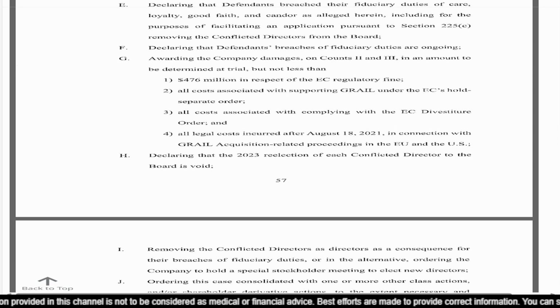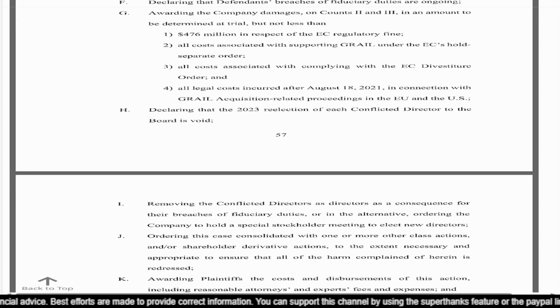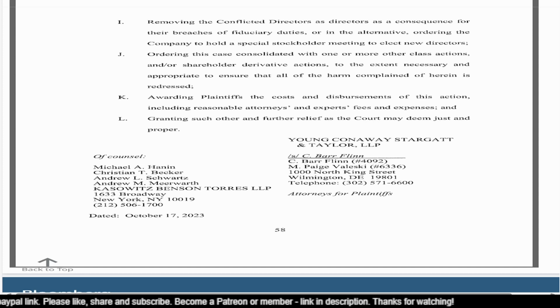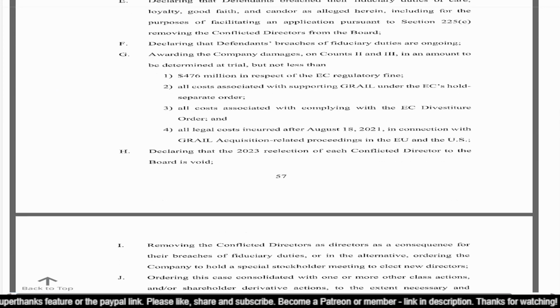than 476 million in respect of the EC regulatory fine, all costs associated with supporting GRAIL under the EC's hold separate order, all costs associated with complying with the EC divestiture order, and all legal costs incurred after August 18, 2021 in connection with GRAIL acquisition related proceedings in the EU and the US, declaring the 2023 re-election of each conflicted director to the board to be void, removing the conflicted directors as directors as a consequence for their breach of fiduciary duties, or in the alternative, ordering the company to hold a special stockholder meeting to elect new directors, ordering the case consolidated with one or more class actions and or shareholder derivative actions to the extent necessary and appropriate to ensure that all of the harm complained of herein is redressed, awarding plaintiffs the cost and disbursement of this action, including reasonable attorneys' and expert fees and expenses, and granting other such relief as the court may deem just and proper. So this is a very, very strong lawsuit.